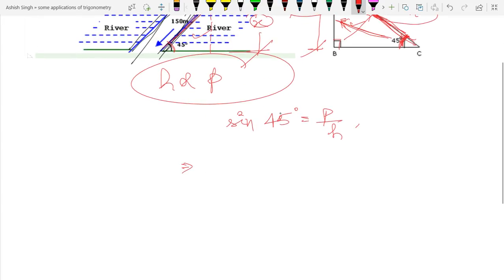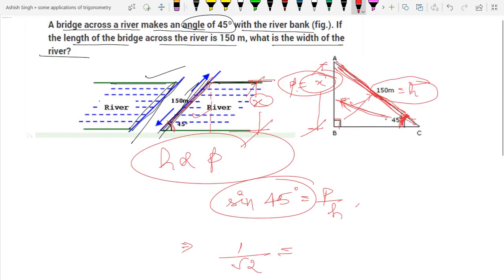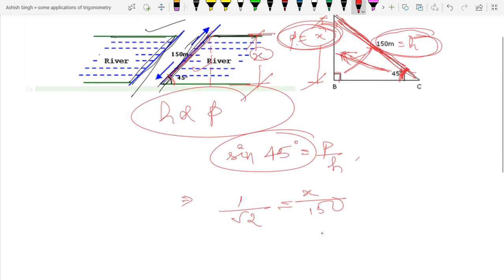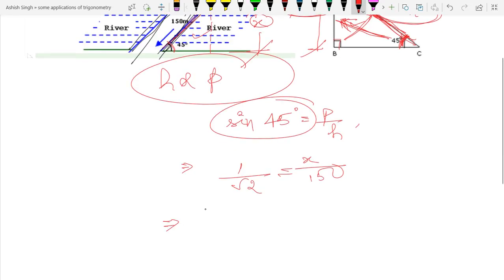So what is the value of sine 45? 1 by root 2 is equal to, what is P here? The side opposite to 45 is called P. This value is X, and the hypotenuse is nothing but 150 meter. So here, if I cross multiply these two terms, then I get root 2 X is equal to 150 into 1, that is 150.